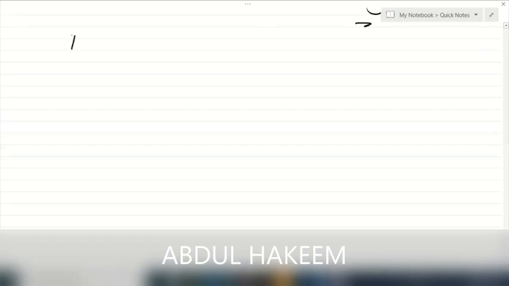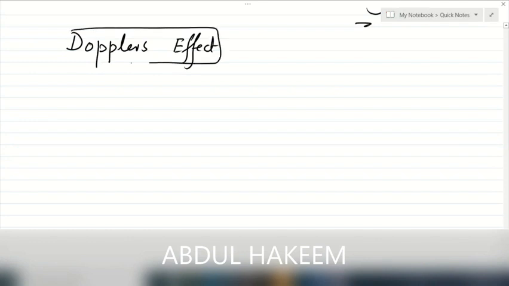So the topic is Doppler's effect. It can be applied to both electromagnetic waves and mechanical waves, meaning it can be applied to all types of waves. Suppose we apply it to the sound wave. This is the source of the sound, emitting constant intensity sound in all possible directions.